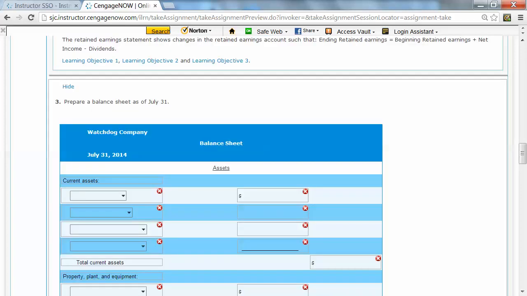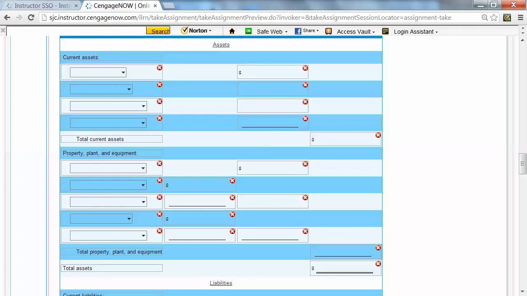So, doing part 3, it says prepare the balance sheet. We're going to do the same thing. Going to the balance sheet, we're going to grab the numbers from the adjusted trial balance. So if we take the adjusted trial balance, first thing I'm going to list is cash. And the amount is 10,800. The next thing is going to be accounts receivable, and accounts receivable is 43,300.